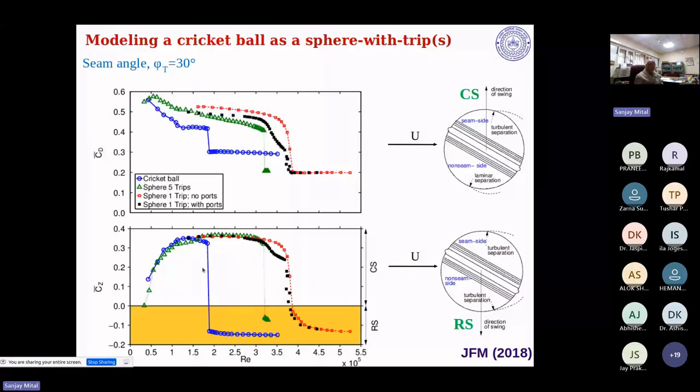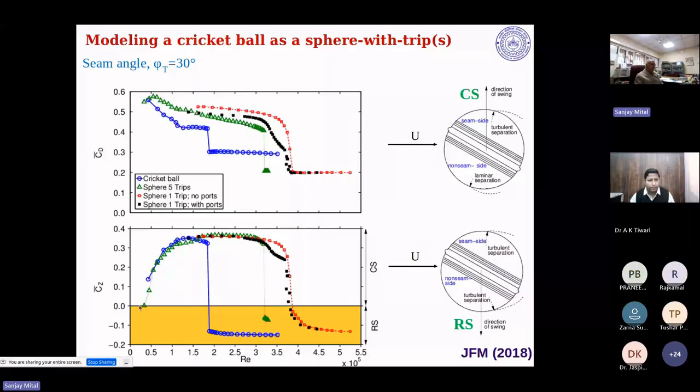That's the swing. It turns out that if the Reynolds number is very small, that means the speed is very small, then the seam doesn't make a difference, and you get no swing force. Then as the speed increases, the swing force coefficient increases, it saturates, and then at some Reynolds number you start getting reverse swing all of a sudden. Which means a new cricket ball can reverse swing.